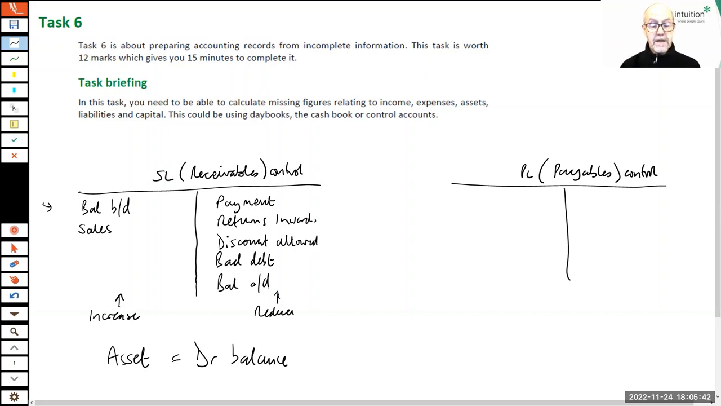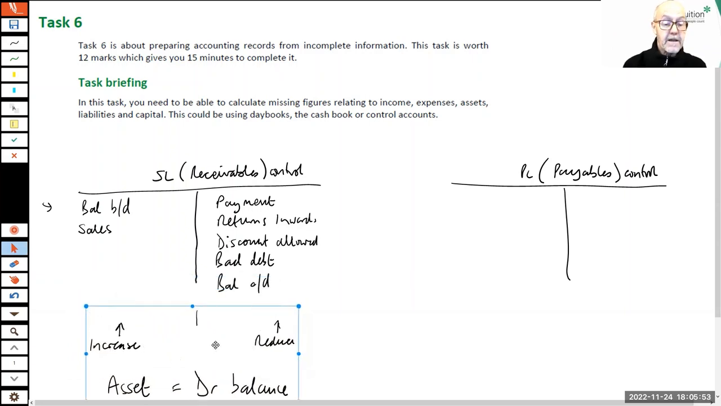Oh, contra. Wow, somebody's on the ball. Very good. I've got to move them down, haven't I? Wow. I like it. I like it.